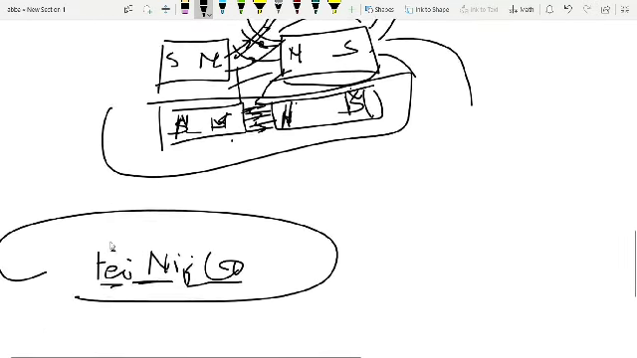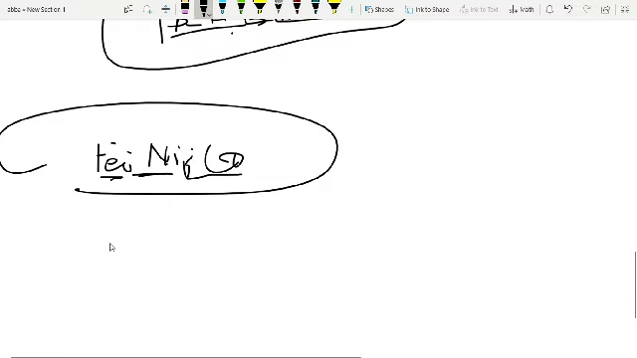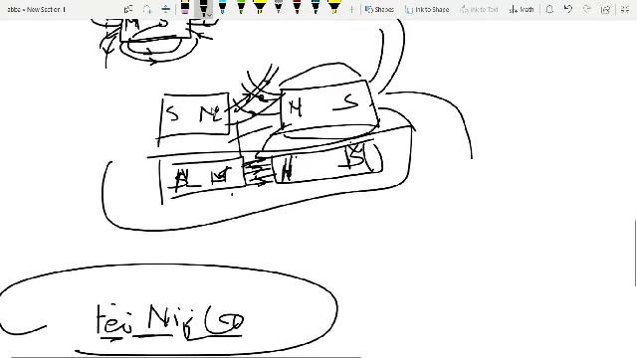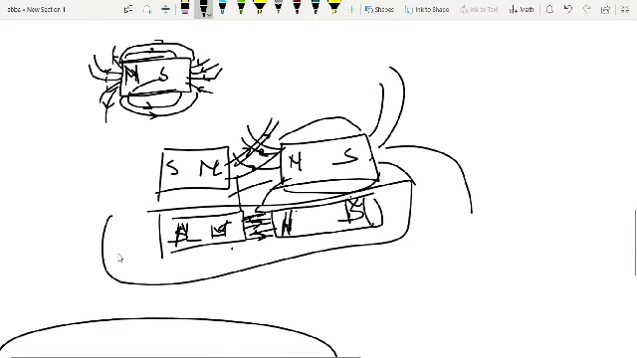So, what is the idea behind this? The idea is that ferromagnetism, they can attract each other regardless of poles, right? That is what we are told, right?